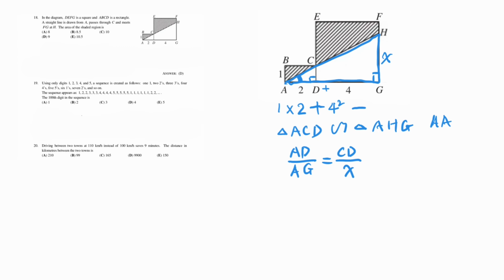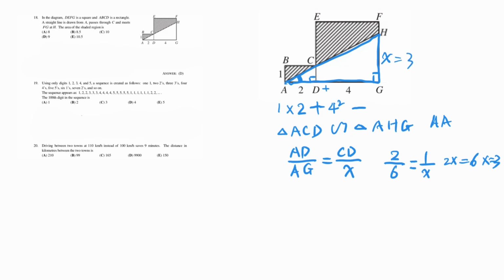Now AD equals AG, that's 2 plus 4, that's 6. CD is 1 over x. And 2x cross multiplying equals 6. x equals 3. So x equals 3.